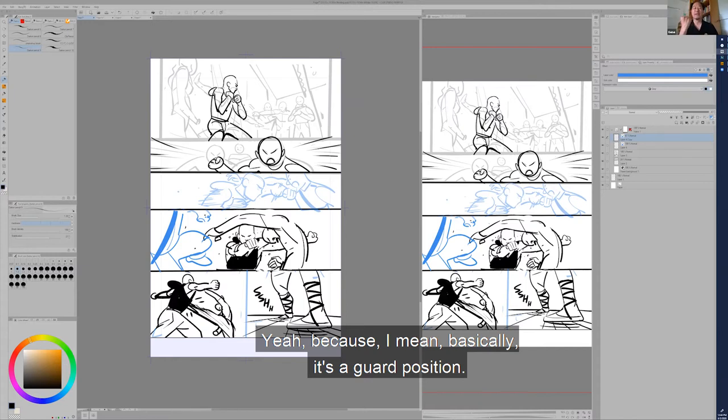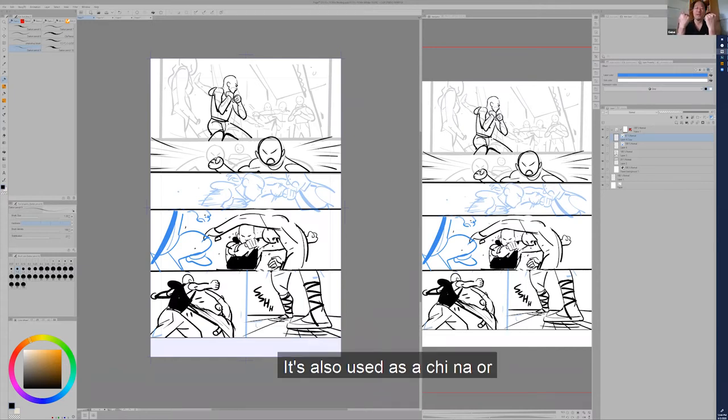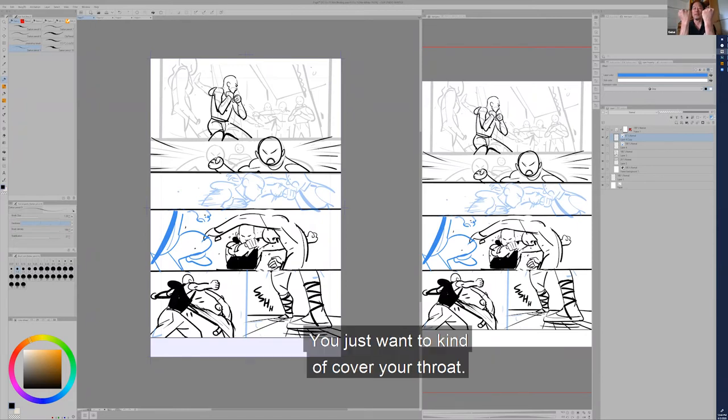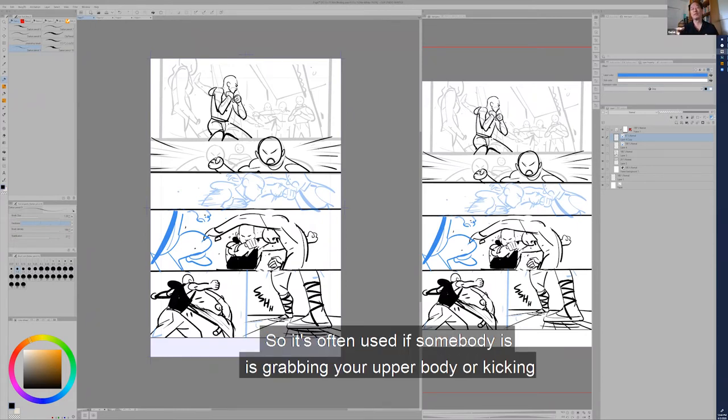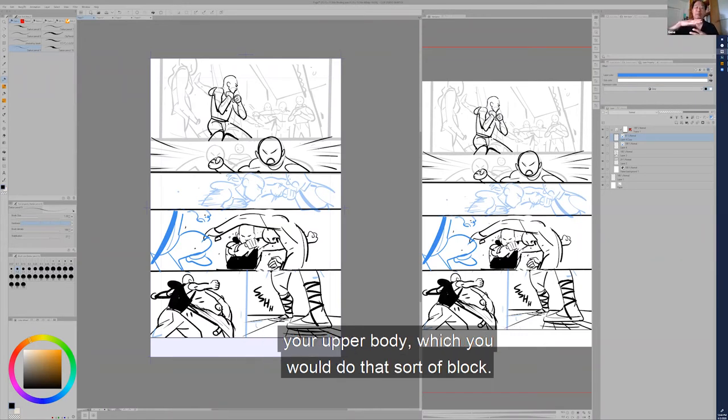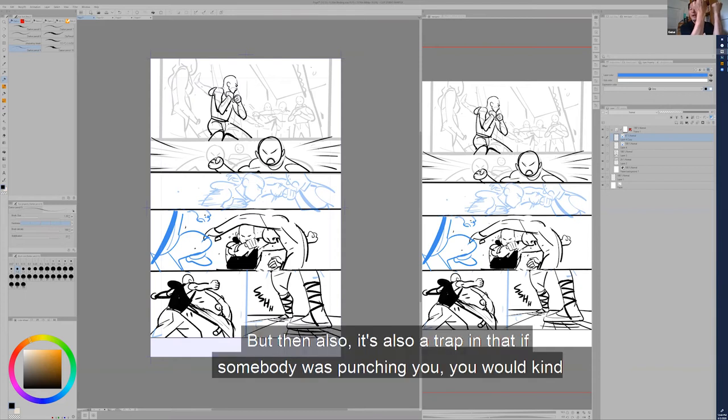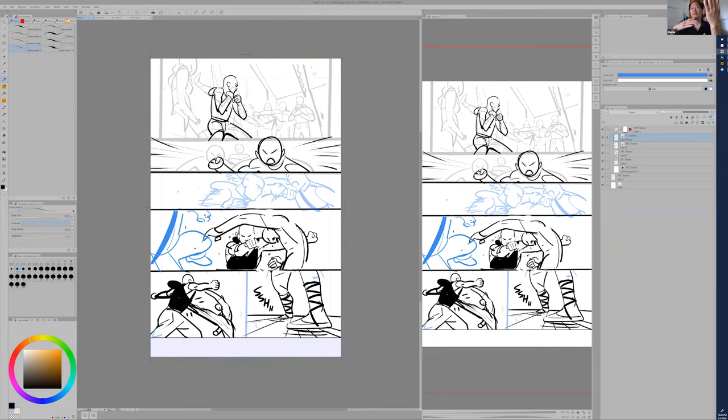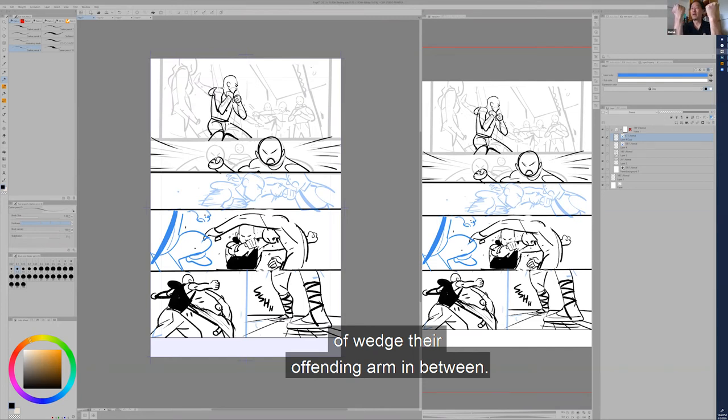Basically it's a guard position. It's also used as a chin-na or an arm break. But if you're doing a guard position, you just want to cover your throat. So it's often used if somebody is grabbing your upper body or kicking your upper body, that you would do that sort of block. But it's also a trap, in that if somebody was punching you, you would wedge their offending arm in between.